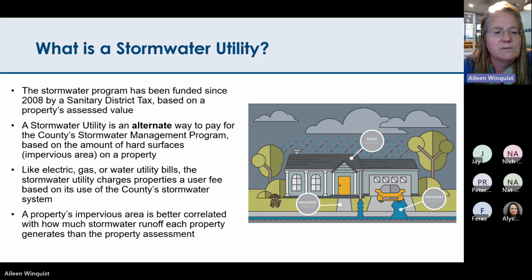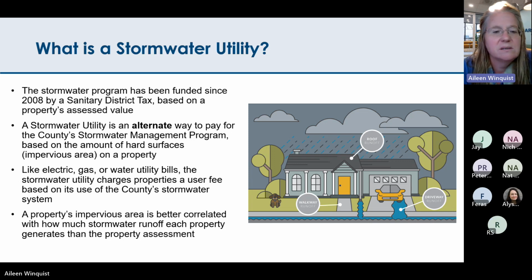So what is a stormwater utility? Up until this point, since 2008, the stormwater program in Arlington County has been funded through a sanitary district tax, and that has been based on the property's assessed value. So the county is transitioning to a stormwater utility, which is an alternate way to pay for the stormwater management program, and it is based on the amount of hard surfaces or impervious area on a property.